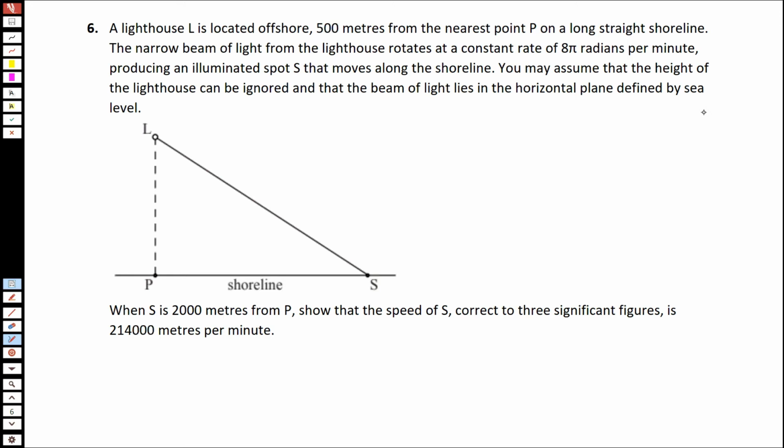A lighthouse L is located offshore. So it's basically here, and it's given that it's 500 meters from the nearest point P. So this lighthouse is 500 meters from the nearest point P from the shoreline. So this one here is the shoreline.